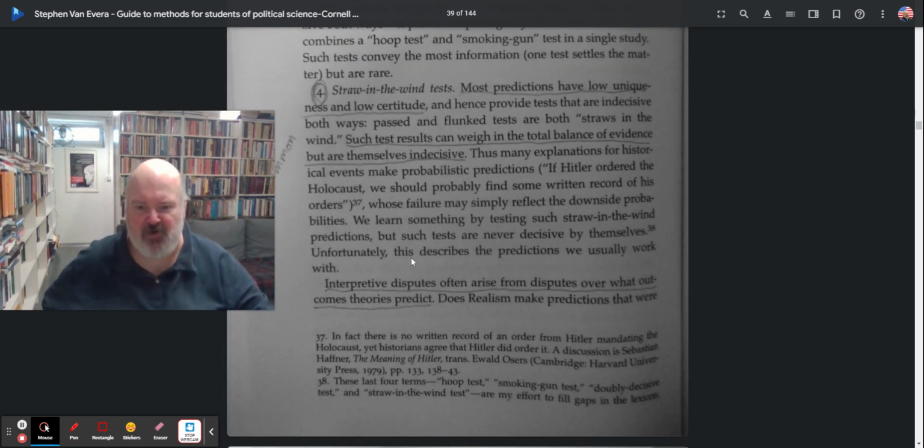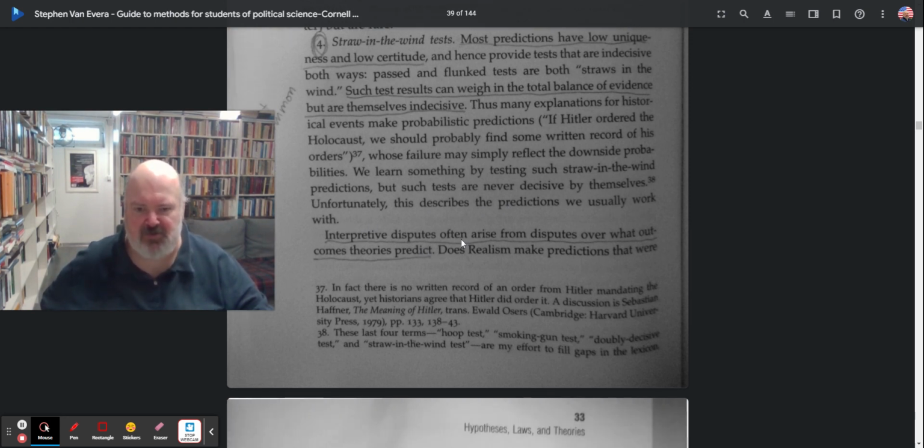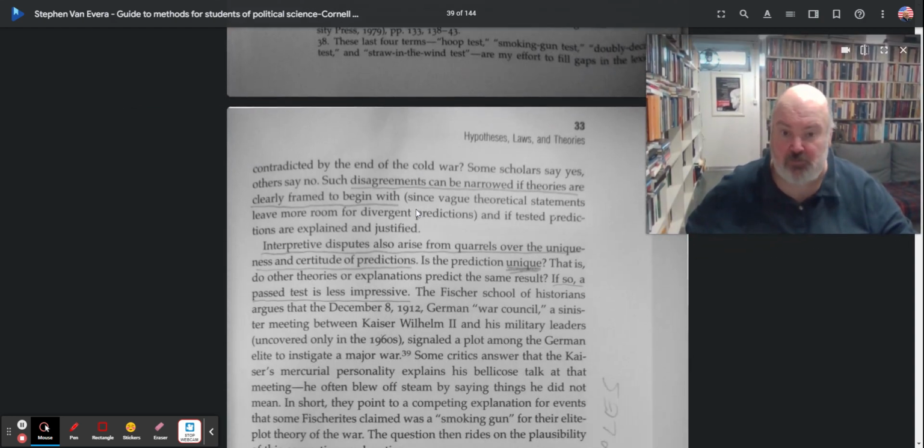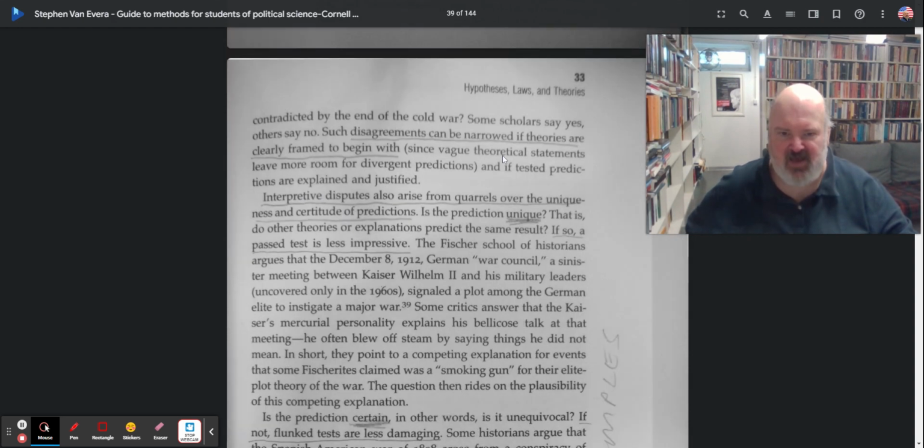Interpretive disputes, and unfortunately, this describes the predictions we usually work with, often arise from disputes over what outcomes theories predict. Does realism make predictions that were contradicted by the end of the Cold War? Some scholars say yes, others say no. Such disagreement can be narrowed if theories are clearly framed to begin with, since vague theoretical statements leave more room for divergent predictions, and if test predictions are explained or justified.